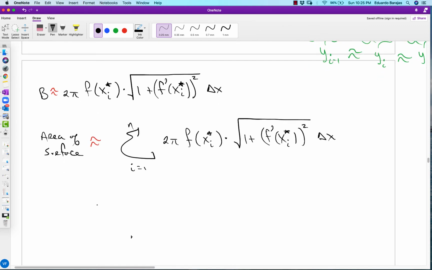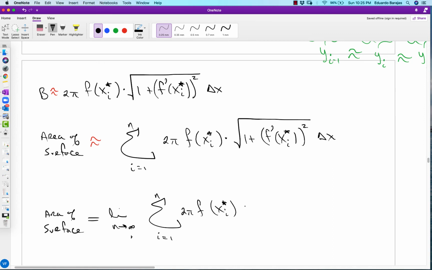Okay, so the surface area now, the area of the surface of our shape, is going to be exactly equal, no longer an approximation, exactly equal to the limit as n goes to infinity of this sum. i goes from 1 to n of 2 pi f of x sub i star, and then the square root of 1 plus f prime of x sub i star, the whole thing squared, delta x.